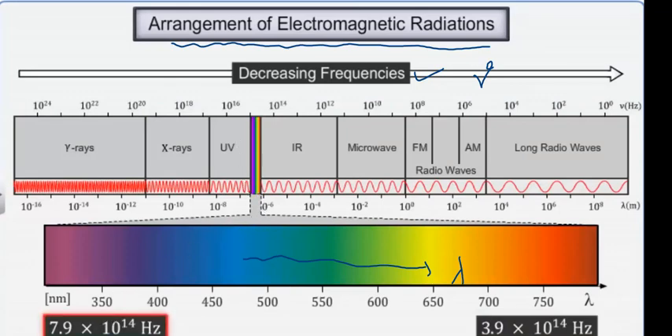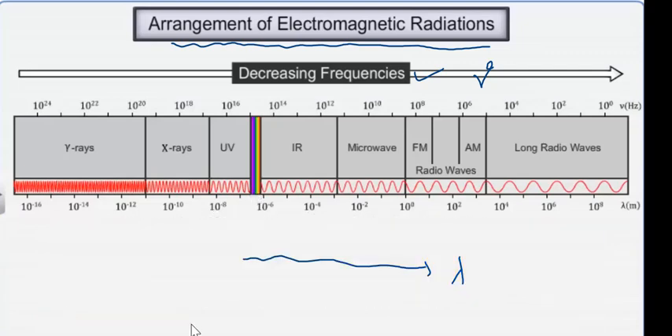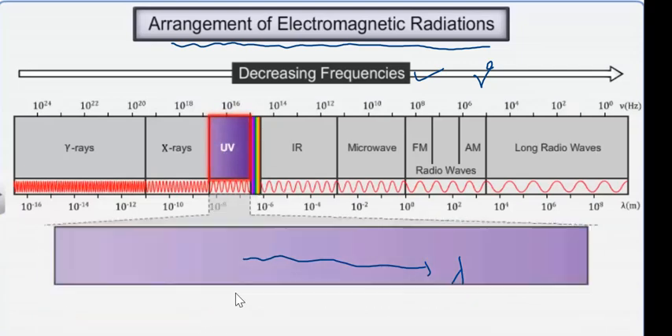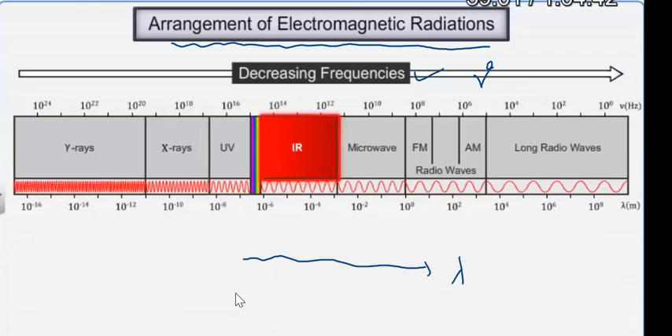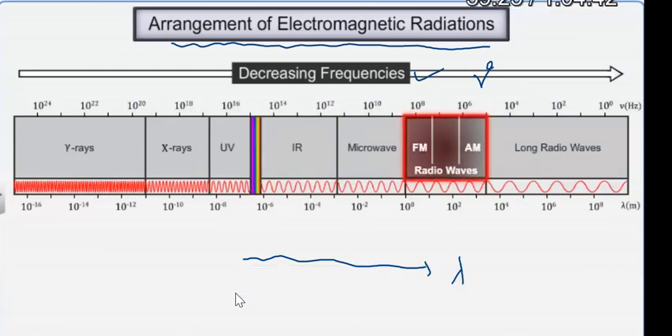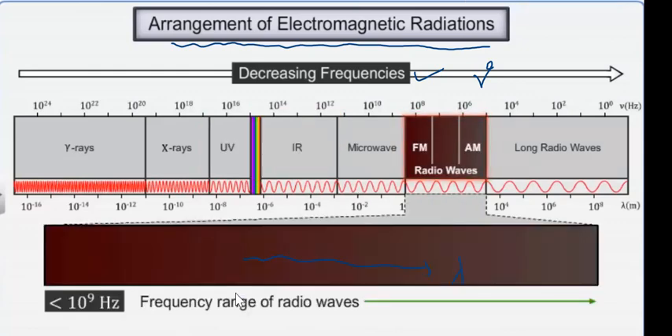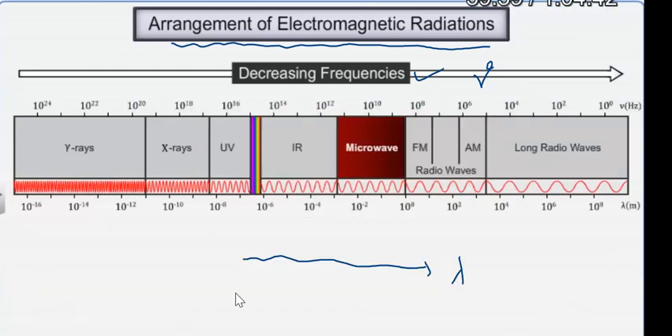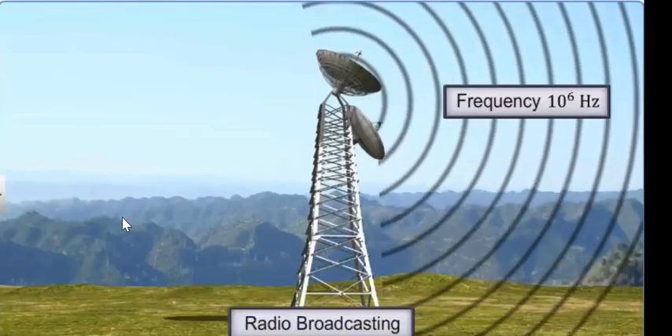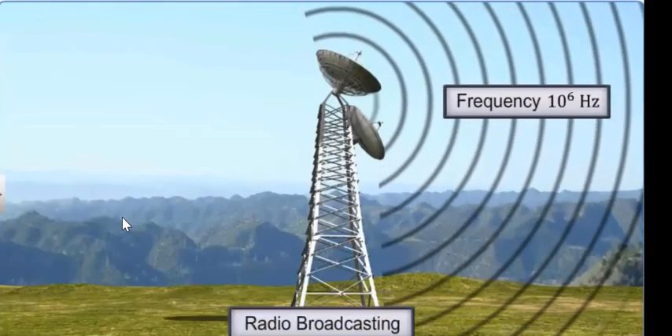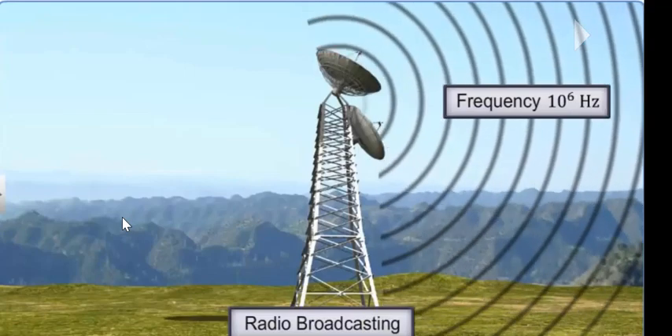So UV has more energy than visible, okay. Visible has more energy than IR. Okay, then microwaves, radio waves. Frequency of radio broadcasting is around 10 power 6 Hz. Frequency of radars is 10 power 10 Hz.